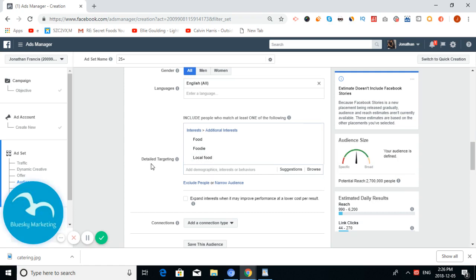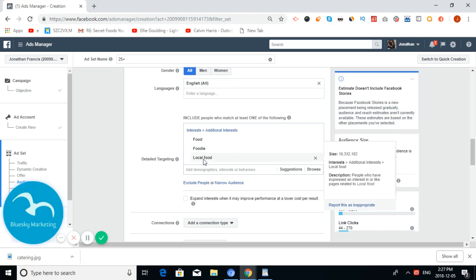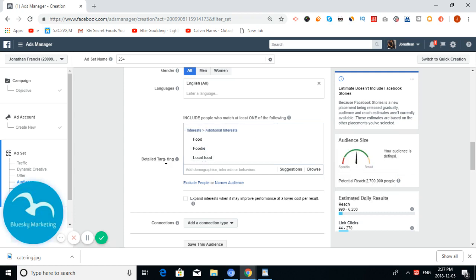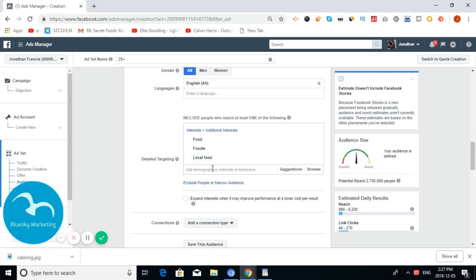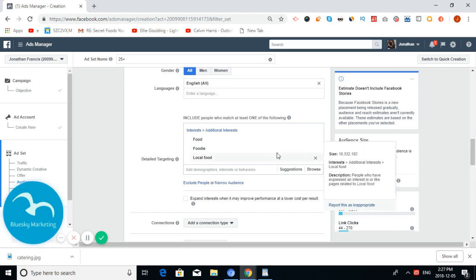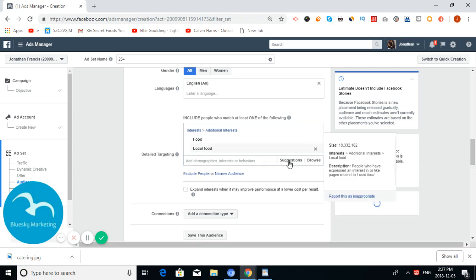But say you want it to be people that like food, and they like foodie, and they like local food. So instead of Facebook optimizing it to someone that only likes one of these three, say you want to optimize it to people who like all three, then Facebook has a really cool factor here called narrow audience. And I'll show you what that does right now. So I'll X this off, and then X this off.